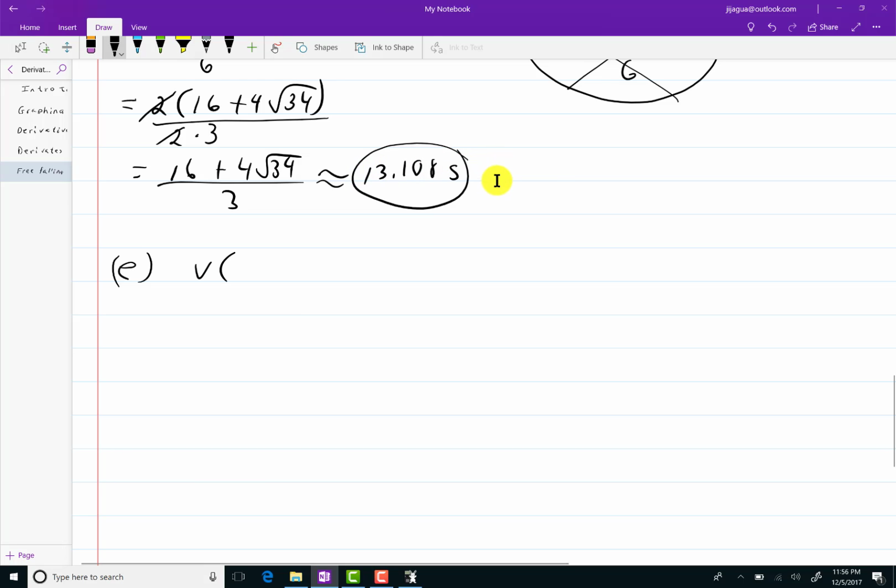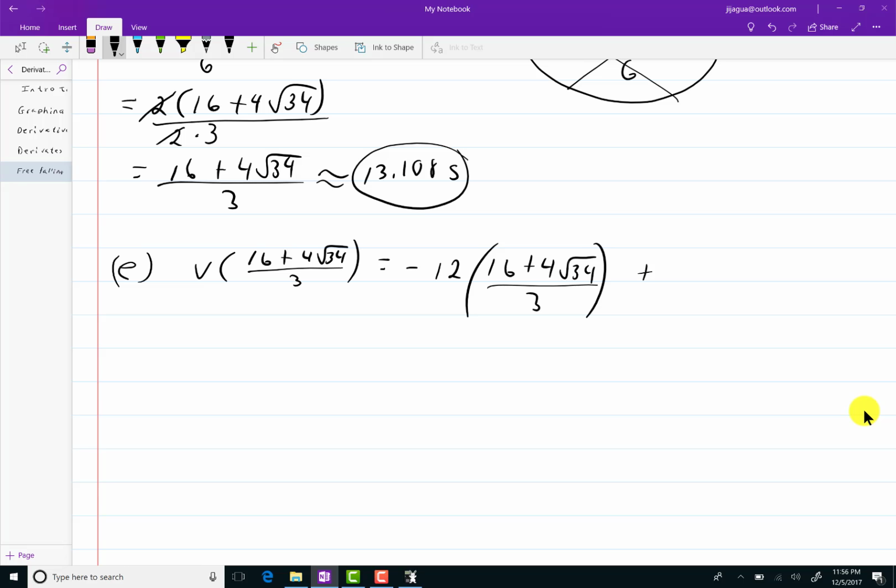So I can do v of, I'm going to put this number in because I'm going to show you it's not that bad. 16 plus 4 radical 34 over 3. That is the velocity at any time. So when I plug it in, I end up with negative 6. What was it? Negative 12 times 16 plus 4 radical 34 over 3 plus 64.